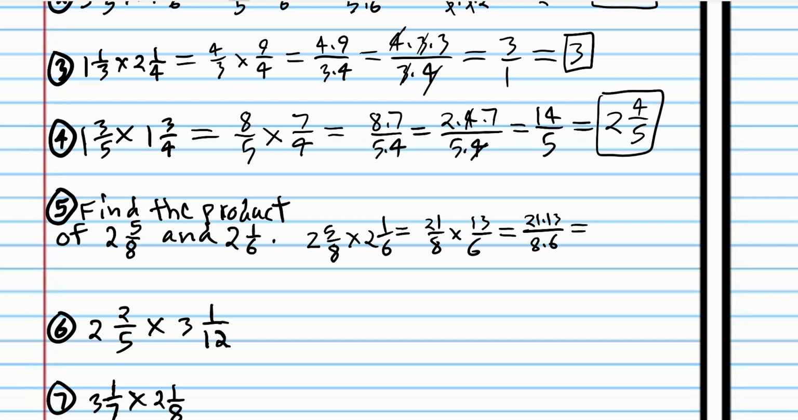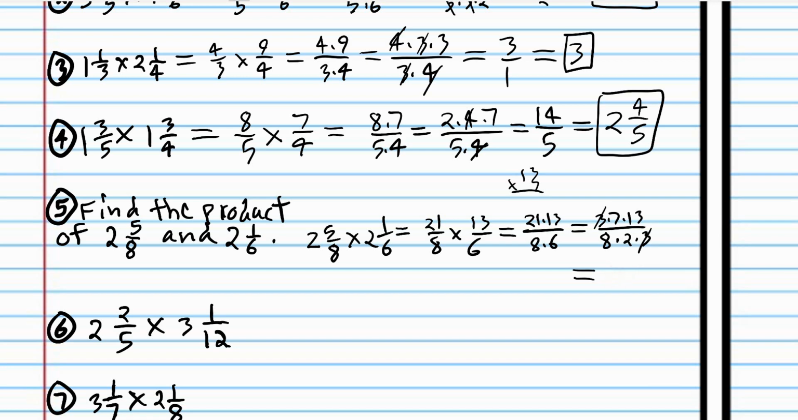21 we can factor to 3 times 7. And 8 is just factors of 2, so that's not going to help us. But 6 can factor to 2 times 3. And we have a 3 here and a 3 here. Then we can just recombine, it looks like. So 7 times 13. We don't know that, but you can just take that off to the side.